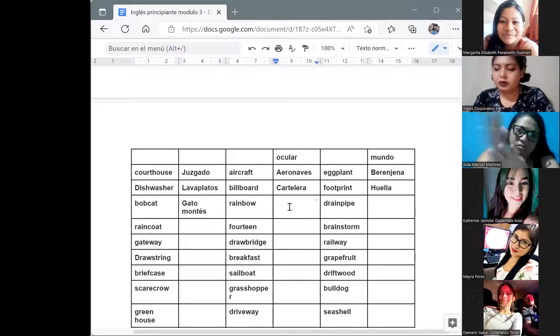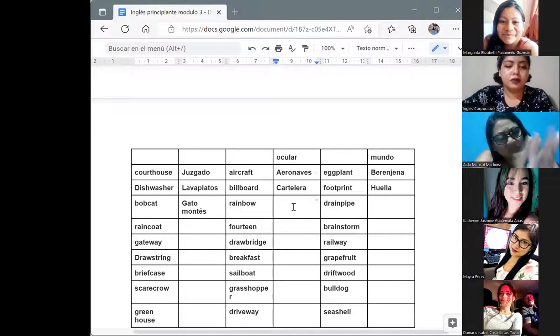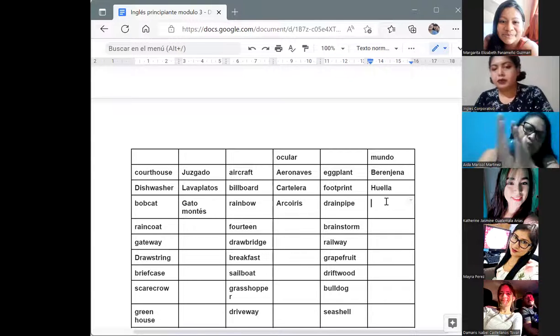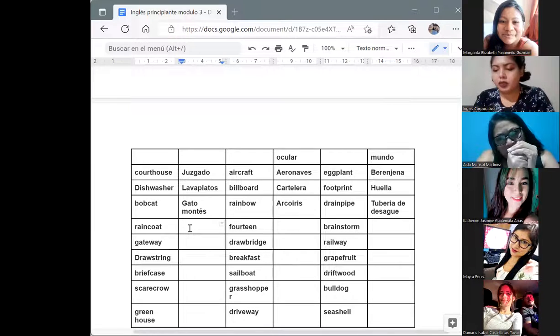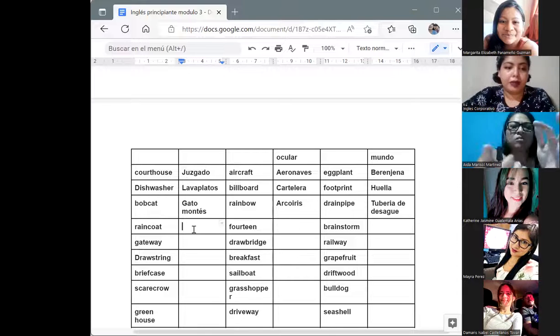Arcoíris. Good. Good. Drain pipe. Tubería de drenaje o desagüe. Desagüe. Raincoat. Impermeable. Yes, es un impermeable.